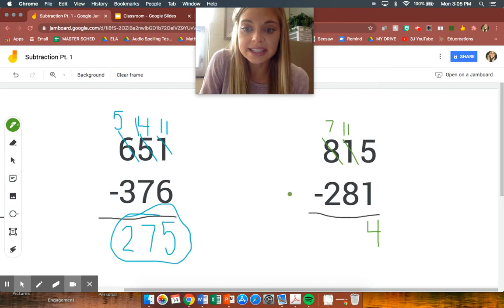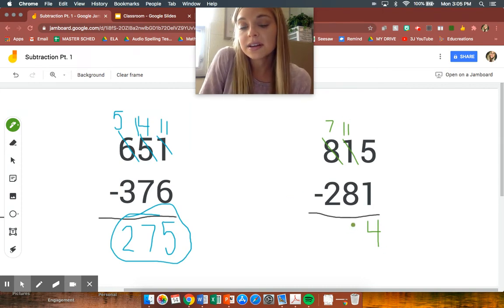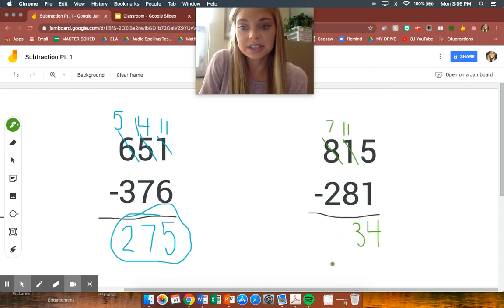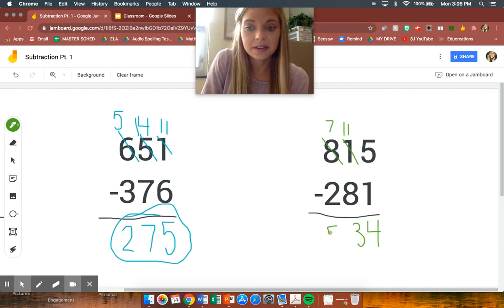Okay, 11 minus 8. That equals 3. Then I have 7 minus 2 in the hundreds place. What is that? That equals 5. The answer to this problem is 534.